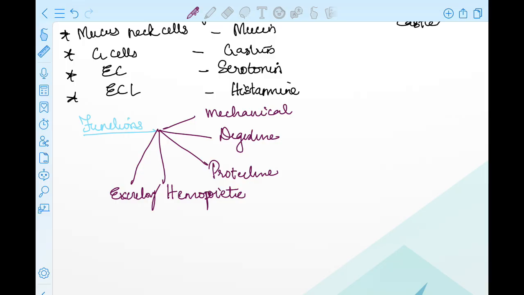And then another function is hemopoietic, that is blood related, that is it acts via the intrinsic factor of Castle. That also we'll see, the explanation of how it acts via the intrinsic factor of Castle. And then it has excretory function because it excretes toxins, alkaloids, and various metals are secreted via the stomach. So let's have a quick discussion on the properties and composition of gastric juice.